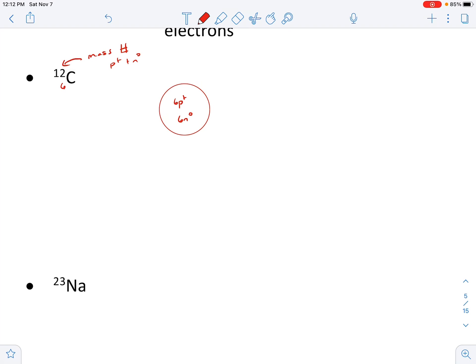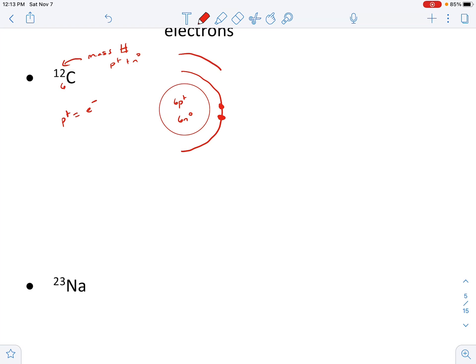Now, again, to keep it simple, because I can't draw circles very well, we can just put half shells, right? And our first shell, we know, can hold 2 electrons. So I'm just going to put 2 dots in there. You could also use X's. That works as well. So I've placed 2 of my 6. Remember, protons and electrons for right now are equal. So if I have 6 protons, I have 6 electrons.